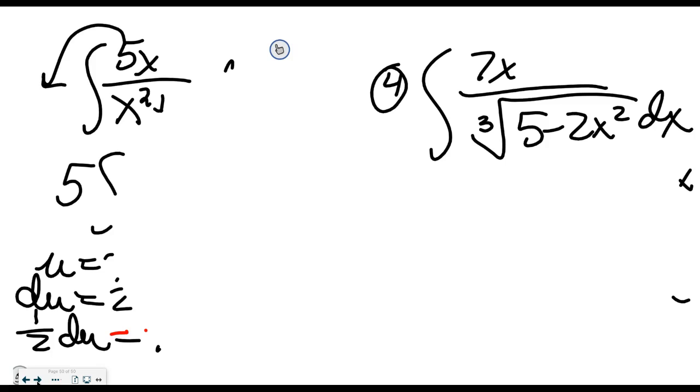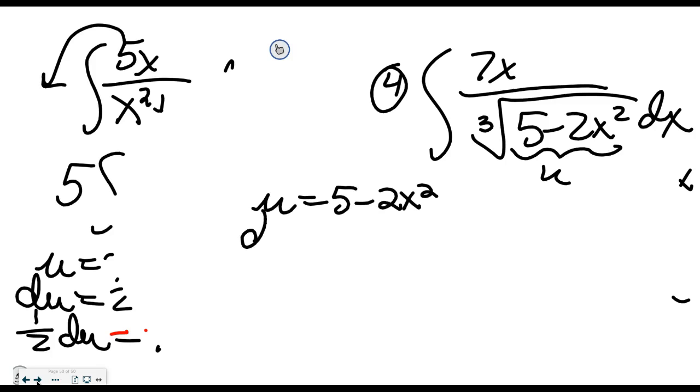I look at that and I go, icky, puke in my mouth. And I have to start. I'm going to go to u sub. Who's u? Inside function I try first: 5 minus 2x squared. Let's go see if it works. That would now be the cubed root of u, and now I've got all those x's in there that have to go to u as well. Can't mix variables. So who's du?